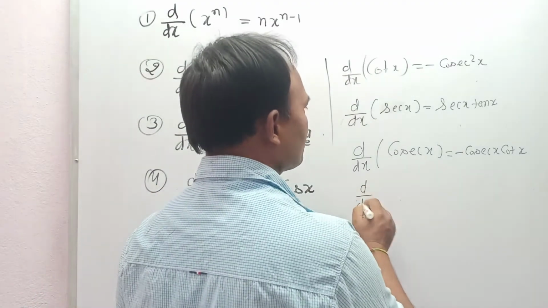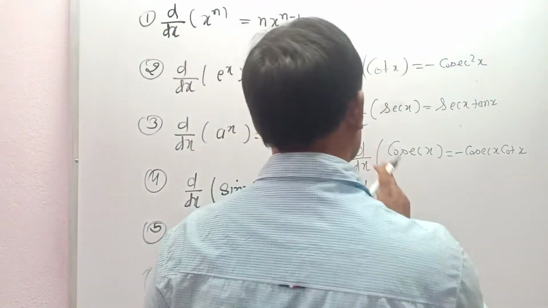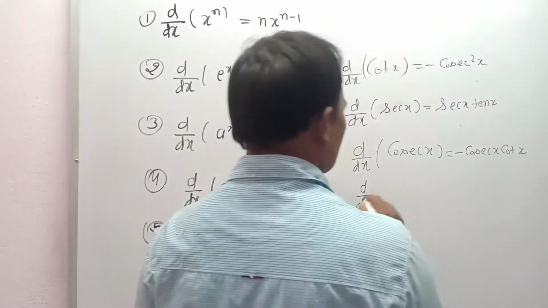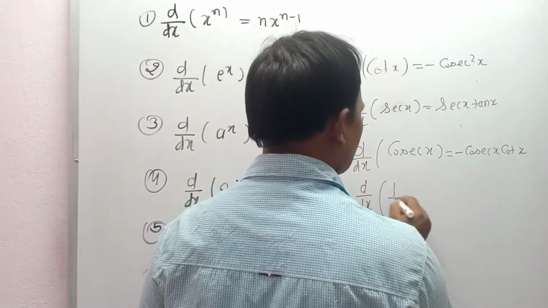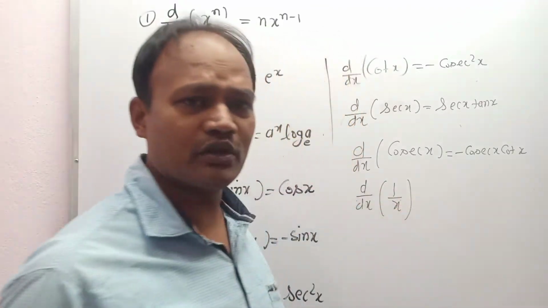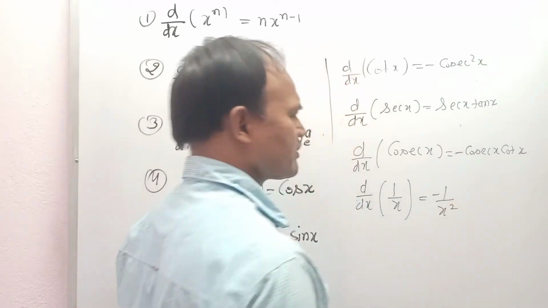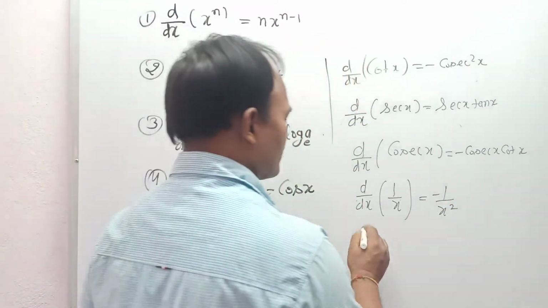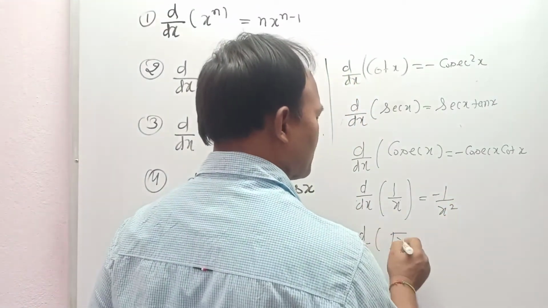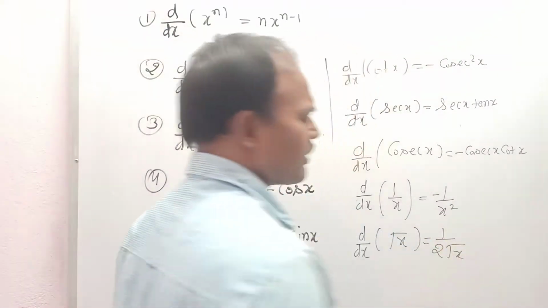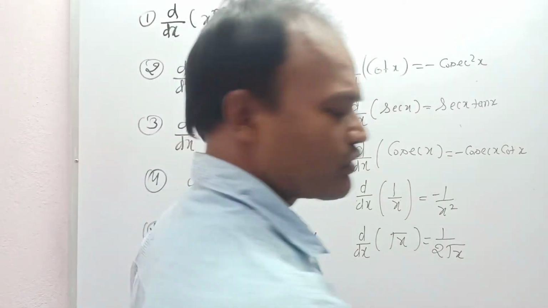Now next one is d by dx. It is sin cos tan cot sec cosec. Now what about d by dx of 1 upon x? When we talk about 1 upon x, we can say that it is minus 1 upon x square students. Now next one is d by dx of root x. We have to know about it. The formula of root x is 1 upon 2 root x. It is very important because we have to know all these things to differentiate.